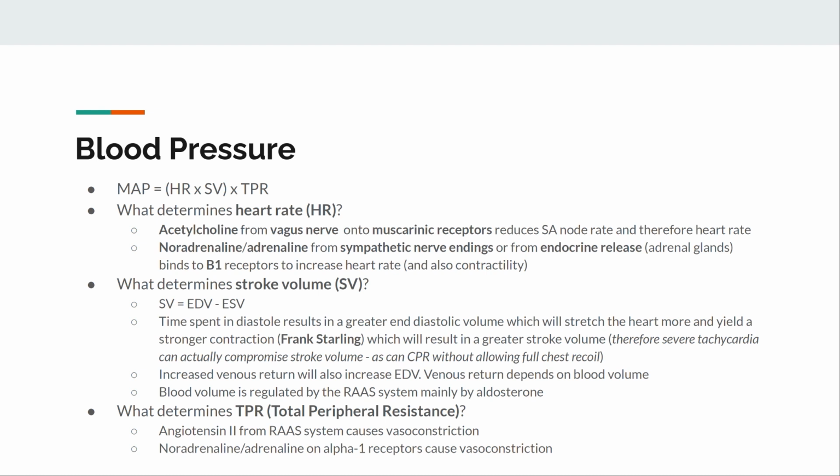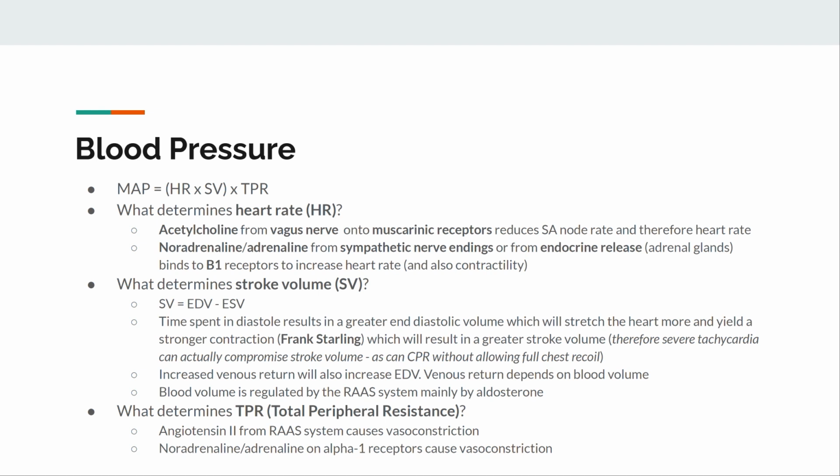Stroke volume. Stroke volume is the difference between the diastolic full volume and the systolic empty volume. The amount of time you spend in diastole means you've got more diastolic volume, and then via Frank-Starling you'll have a greater stroke volume because you'll have higher contractility. And so increased venous return will increase end diastolic volume, which will stretch the heart, which will cause the Frank-Starling mechanism, which will increase stroke volume. So that's how venous return affects cardiac output, by increasing stroke volume.